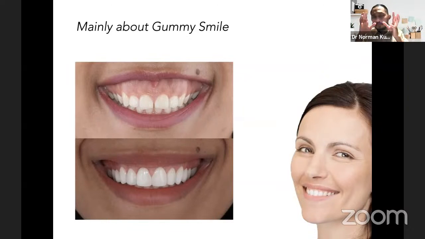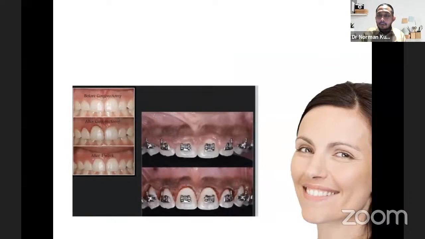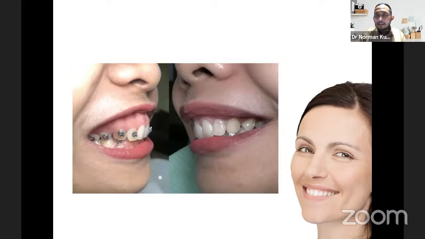You can choose Botox, botulinum injection, but in the dentistry field, lip reposition is the option we use. When we talk about lip reposition, we talk about gingival display of 4 to 8 millimeters. There is also a higher chance and risk of bleeding, because we are manipulating the muscle around the mouth. So the chance of bleeding and infection is really high in lip reposition.